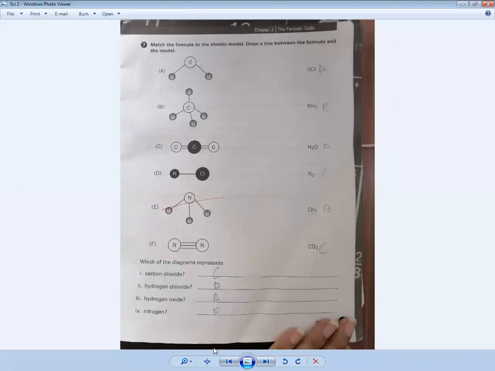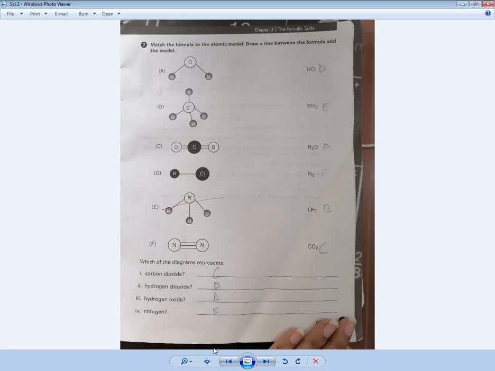Come to option C. You can see in the model there is one atom of oxygen. O is representing oxygen. In the center there is carbon. Capital C is showing the carbon atom, and then again there is O. O is representing oxygen again. So in this model, the chemical formula will match with carbon dioxide, meaning CO2. In the figure you can see there is one atom of carbon and there are two atoms of oxygen. So it will match with CO2.